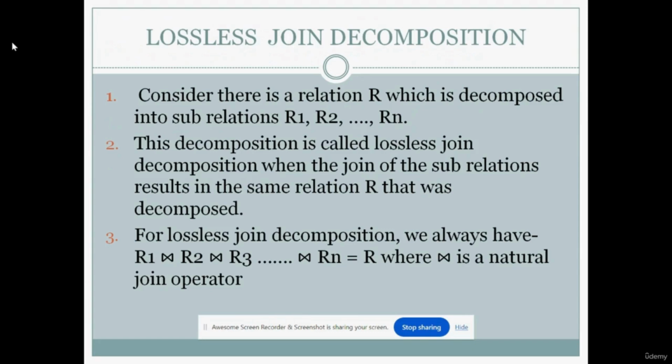Now coming to the first one, that is lossless join decomposition. Consider there is a relation R which is decomposed into subrelations R1, R2 up to Rn. This decomposition is called lossless join decomposition, where the join of the subrelations results in the same relation R that was decomposed. For lossless join decomposition, we always have R1 natural join R2 natural join R3 up to natural join Rn is equal to R.